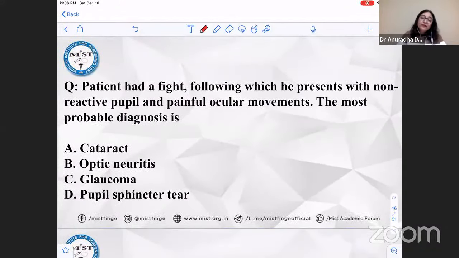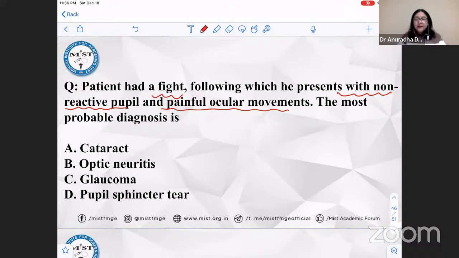So the next question again was a case scenario. As you can see, in the ophthalmology questions, a lot of case scenarios were there. The patient had a fight following which he presents with a non-reactive pupil and painful ocular movements. The most probable diagnosis is. So here the keywords are that there is a history of trauma, a fight. Then there is a non-reactive pupil, painful ocular movements. The choices given were cataract, optic neuritis, glaucoma, pupil sphincter tear.